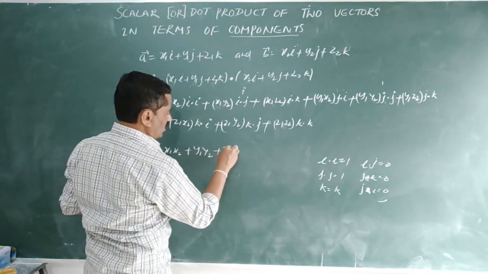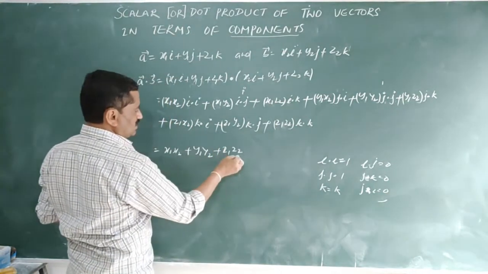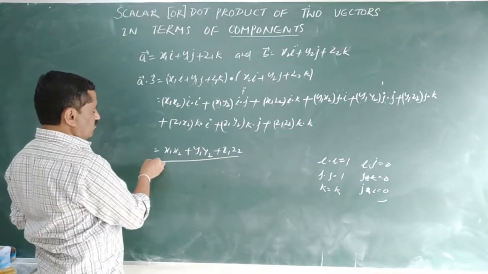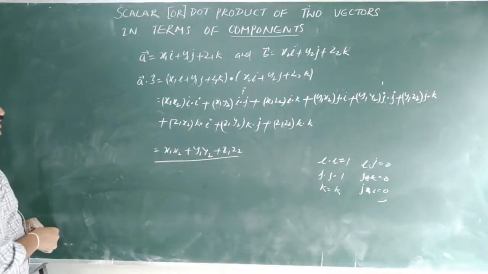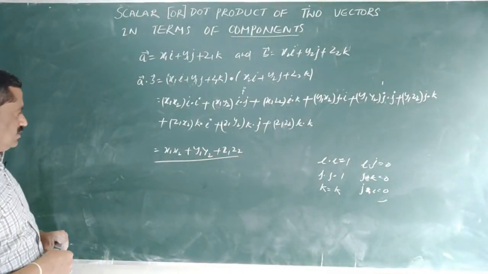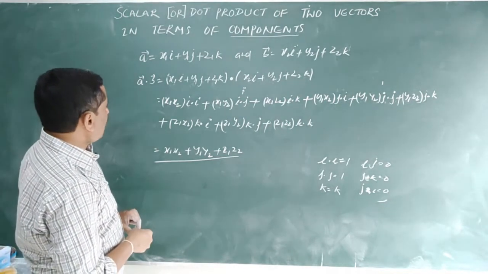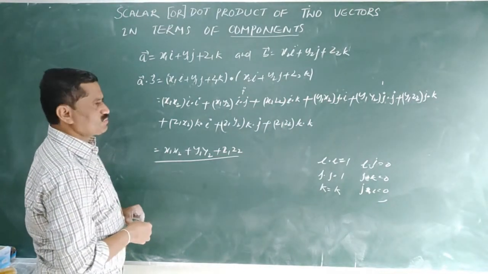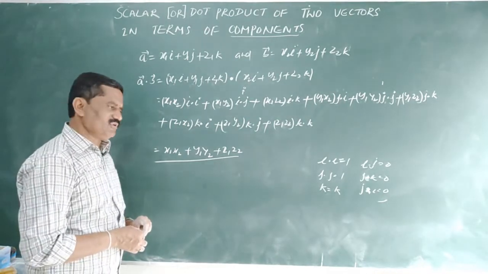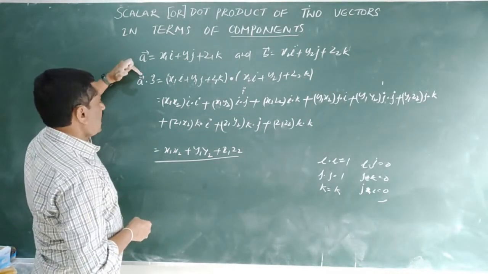So this is the dot product: A bar dot B bar is the sum of the products of the corresponding components of A bar and B bar.